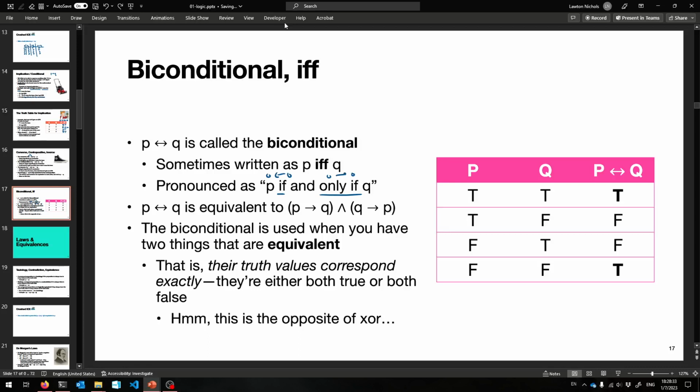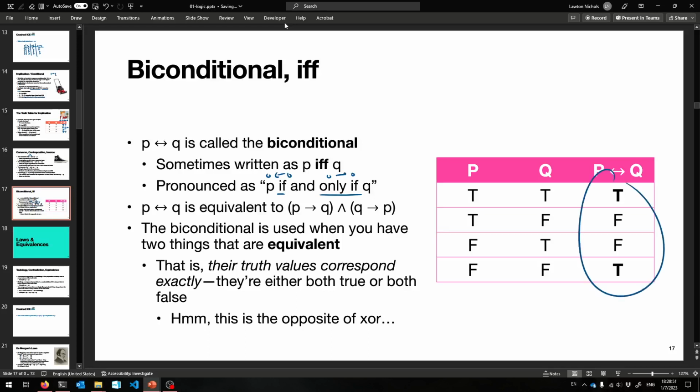Okay, so yeah, the biconditional is when you want to claim that two things are equivalent to each other. They match, okay? That means their truth values correspond. They're either both true or they're both false. Because it's equivalent to this, you can actually build out the bigger truth table to prove this all.